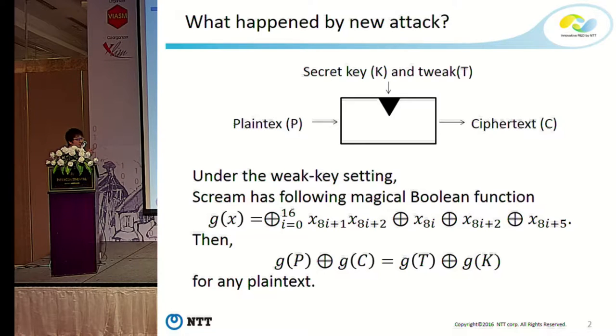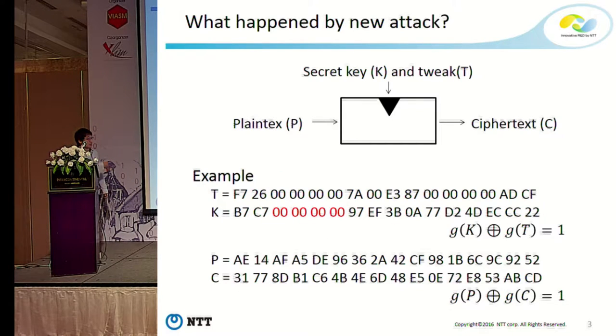This is a case study of cryptanalysis on SCREAM. SCREAM is a tweakable block cipher. This is a framework of a tweakable block cipher. The input is a plaintext, a secret key and a tweak, and the output is a ciphertext. I found that under the weak key setting, SCREAM has the following magical Boolean function g(x), where x is 128 bits long. Then g(p) + g(c) is always equal to g(t) + g(k) for any plaintext p. This is an example.